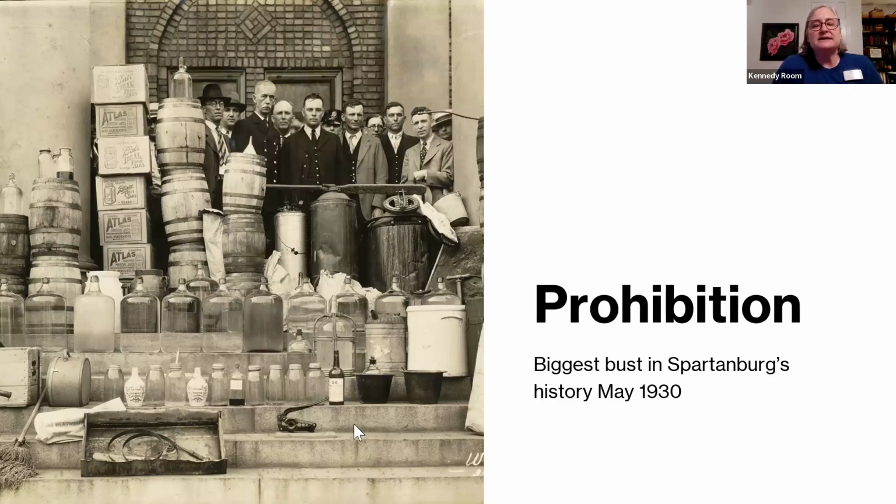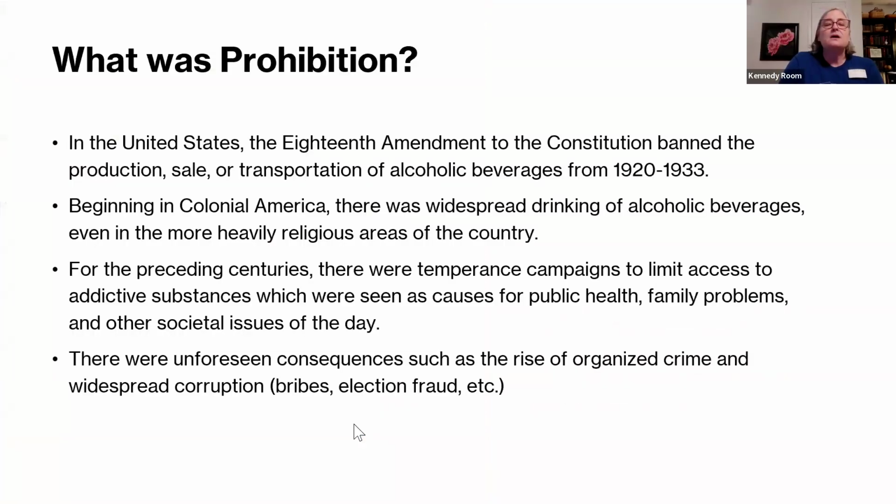The picture here is of the biggest bust in Spartanburg's history in May of 1930. This is at the courthouse steps, then courthouse steps. And you see some of the things that were found at this house. Well, what was prohibition? I mean, we gotta start with knowing what it is we're looking at.